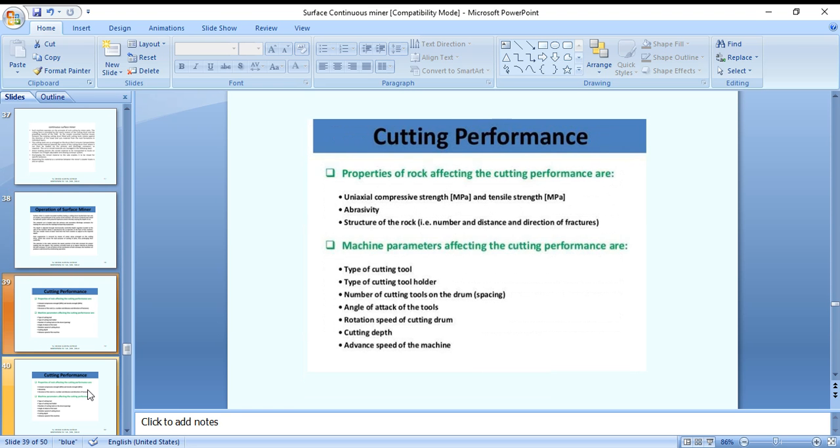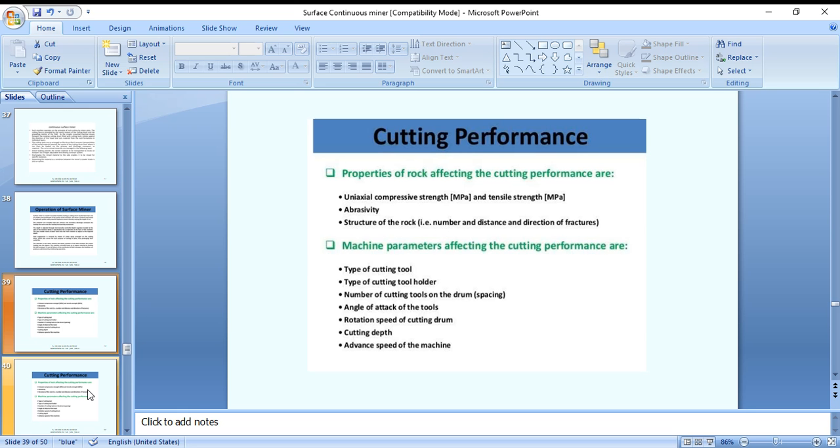Performance of the cutting. The properties of the rock affecting the cutting performance: uniaxial compressive strength is very important for the rock. This is a property of the rocks. You can identify the strength of the material, which you can observe by testing in the machine. Uniaxial compressive strength, tensile strength, and abrasive structure of the rock are the basic properties affecting cutting performance.